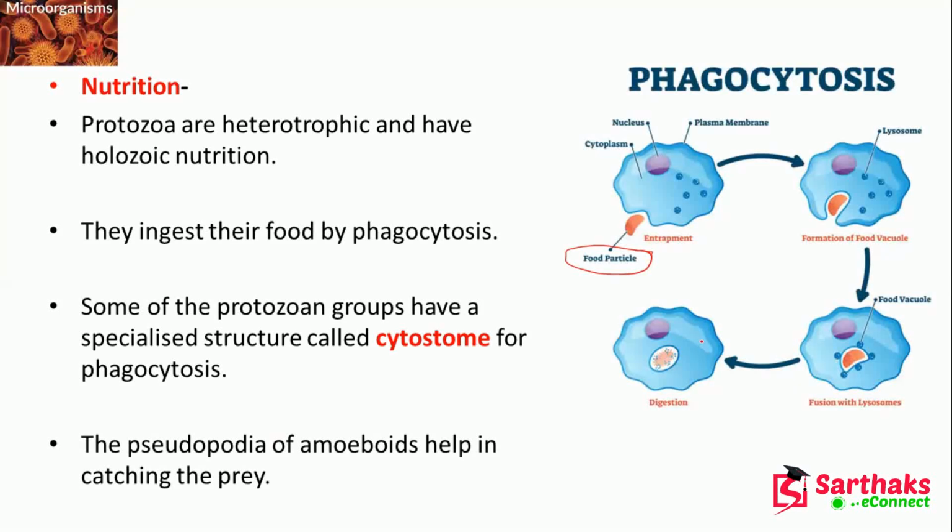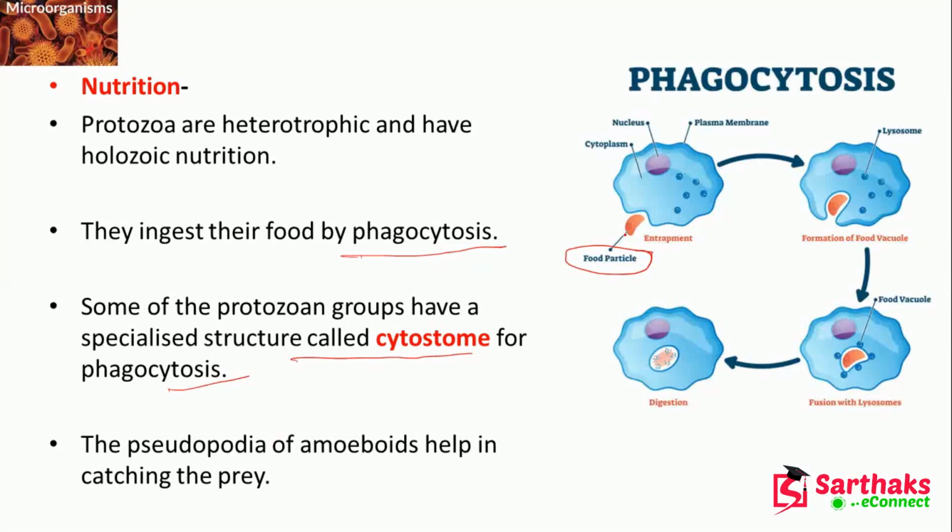So these protozoa are heterotrophic and have holozoic nutrition. They ingest the food by phagocytosis, and this is the phagocytosis cycle. Some protozoan groups have a special structure called the cytostome for phagocytosis, which is actually the mouth of the protozoa. The pseudopodia of the amoeboids help in catching the prey, and this type of structure will help to grab the food.